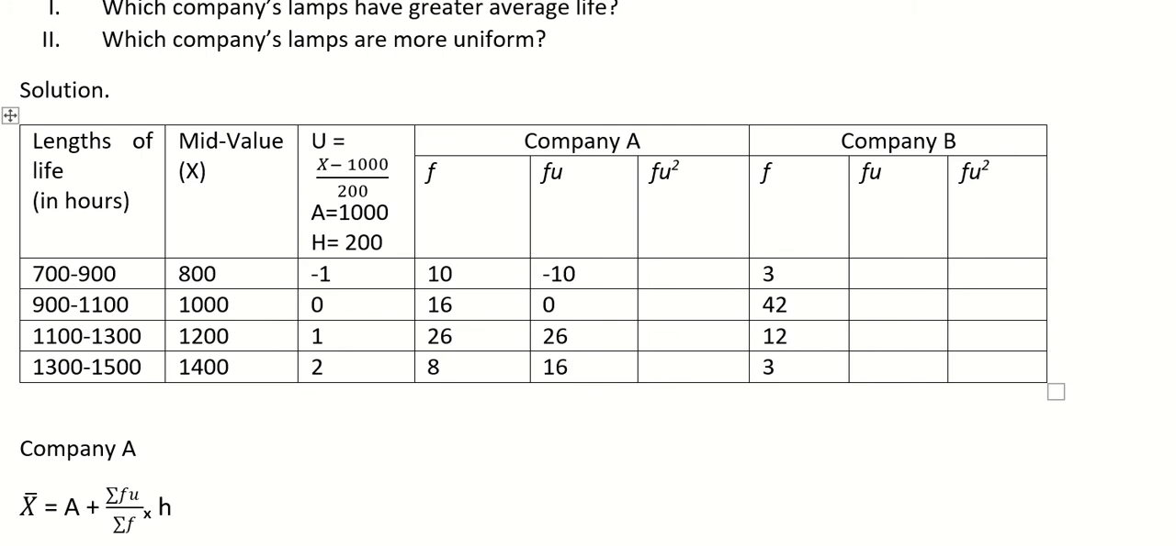So now I will calculate fu square. To calculate fu square, we multiply fu with u. So minus 10 into minus 1 will become 10. The minuses cancel out. 0. 26 into 1 is 26. And 16 into 2 is 32. Similarly, we will calculate for company B.